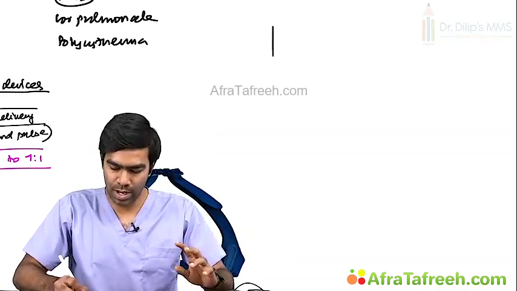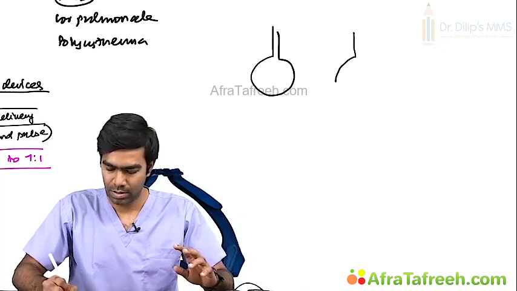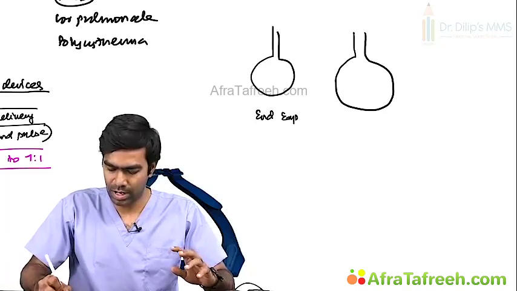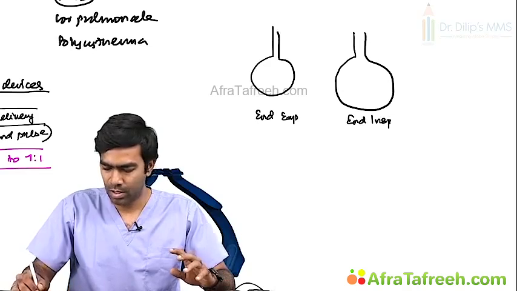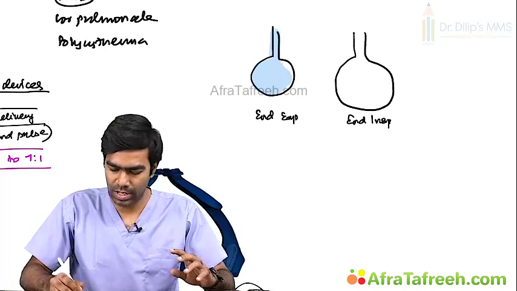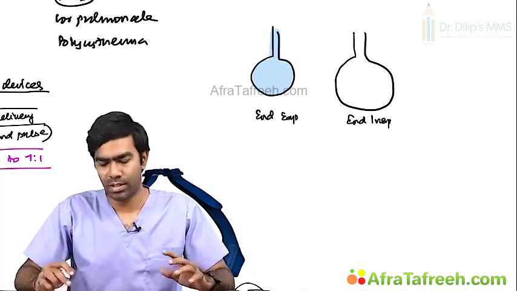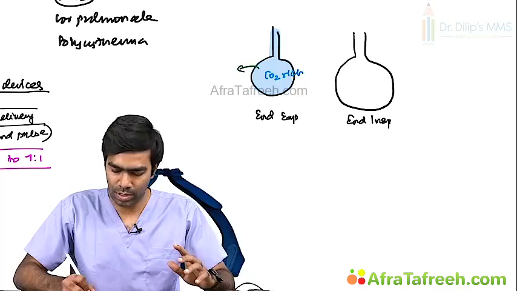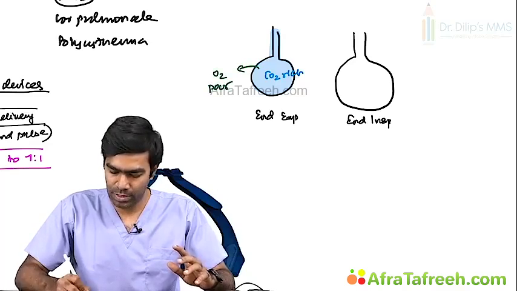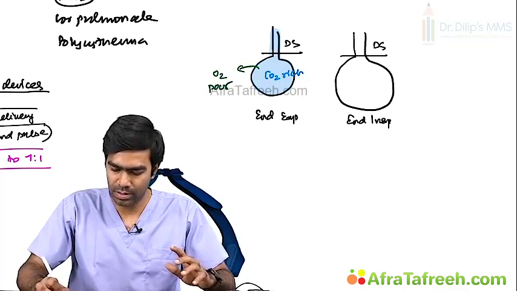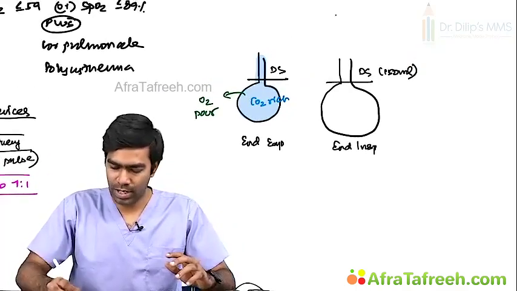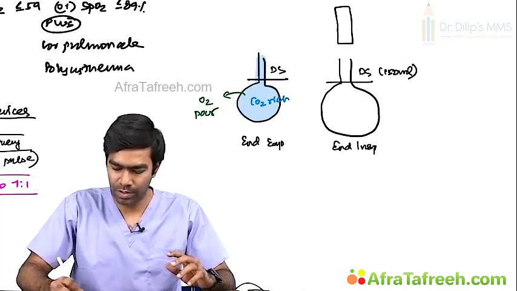Further, I am going to the same old diagram which we discussed. One diagram at end expiration, and another diagram at end inspiration. You know very well that at the end of expiration, the dead space and the alveoli contain CO2-rich, oxygen-poor gas. This is the dead space, which is approximately 150 ml. Now when the patient is inhaling, I can divide the air column into 350 ml and 150 ml, the initial 350 ml and the later 150 ml.